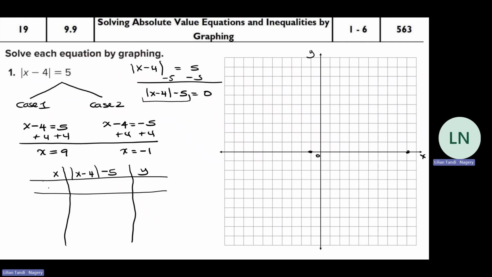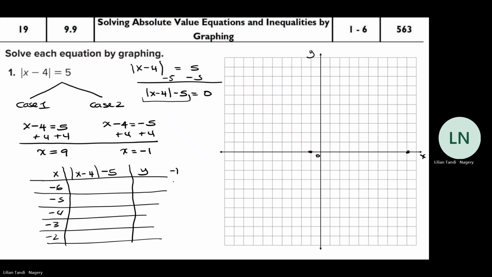And I start at negative 6, negative 5, negative 4, negative 3, negative 2, negative 1, 0, 1, 2, 3, 4, 5, 6. But this one says I should go all the way to 9. Okay? No, it doesn't say I need to. Yes, because here is 9. Okay. Let's do this.